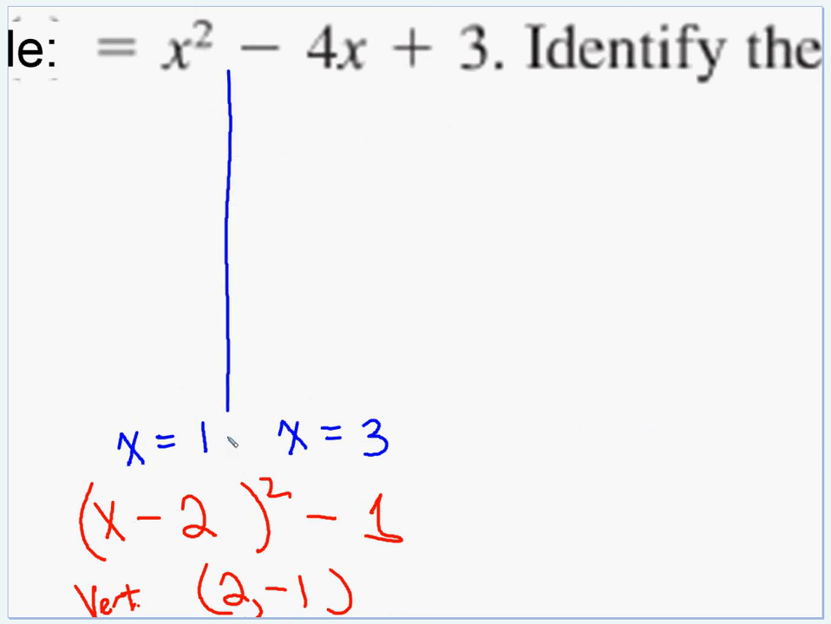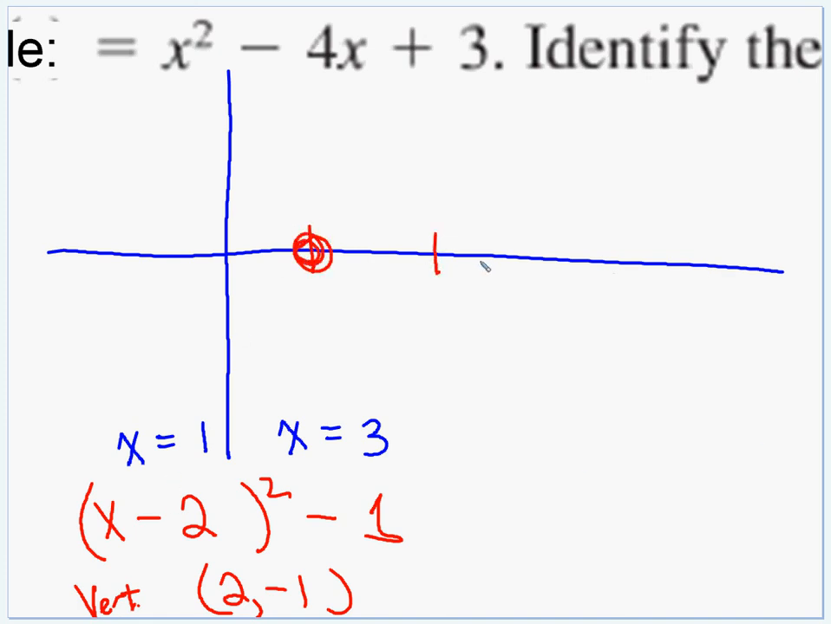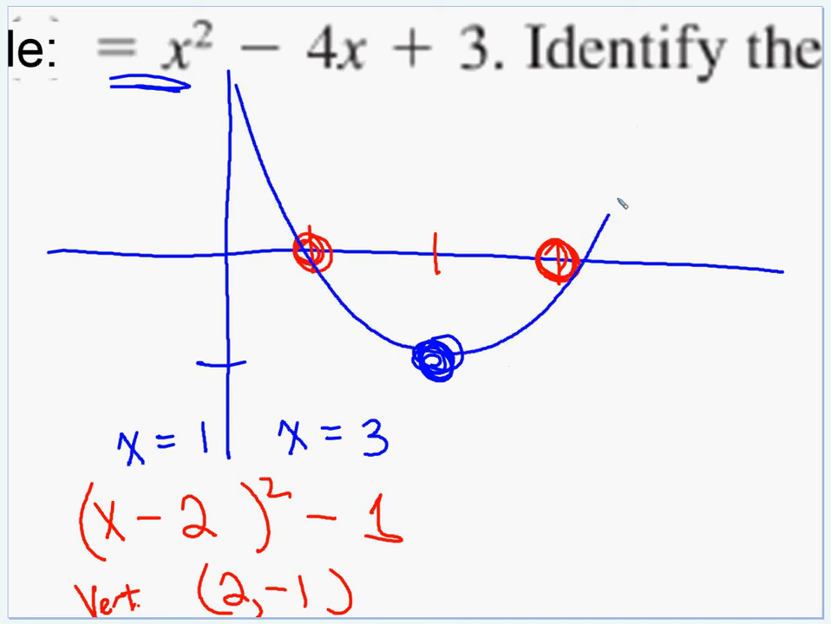I'm going to draw more toward the first quadrant. Let me do it like this. So we know we cross the x-axis at 1 and 3. Here's 1, 2, 3. We cross. We know our vertex is at 2, negative 1. So we would go over 2 right here between and down 1. And we know we open up. So there's our general shape. We've got our crossing the x-axis. We've got our vertex. There's our general shape.